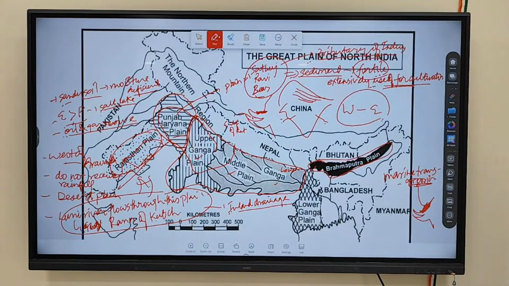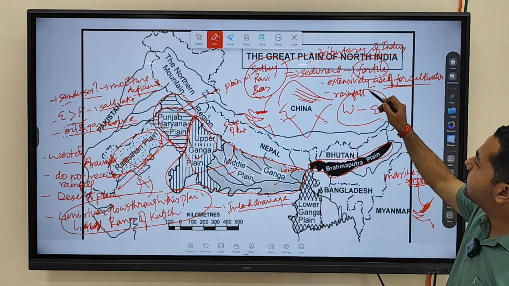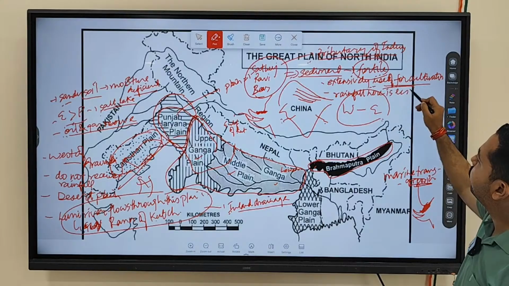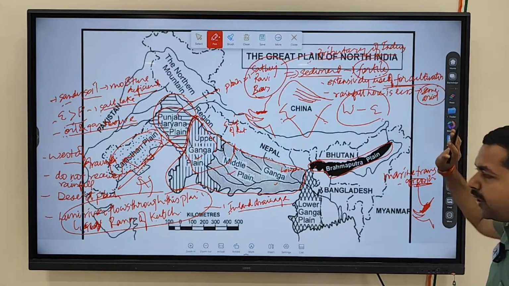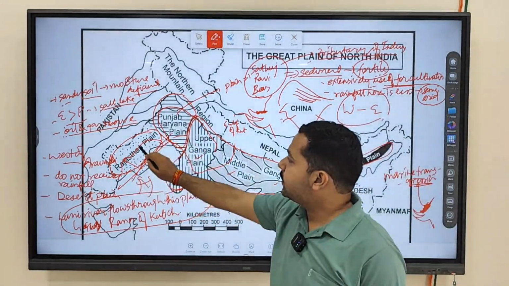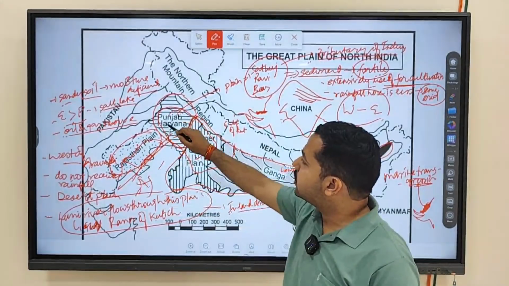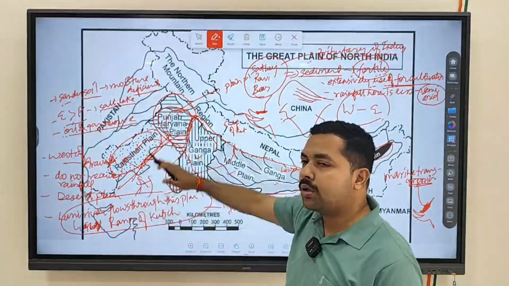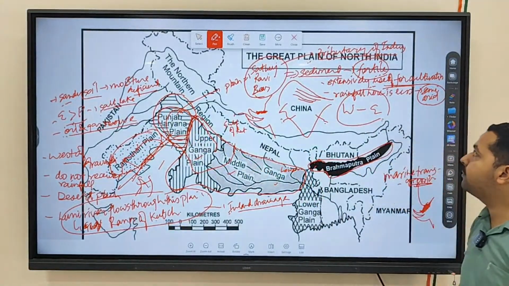Clear? Though rainfall here is less. It is a semi-arid region. Not like a desert region, rainfall is there, but not very high rainfall. As you know, Aravallis are like this, they are not blocking. So this region is a dry region. By the time the wind reaches this region and Punjab, a lot of moisture is lost. So very less rainfall happens in Punjab and Haryana region.